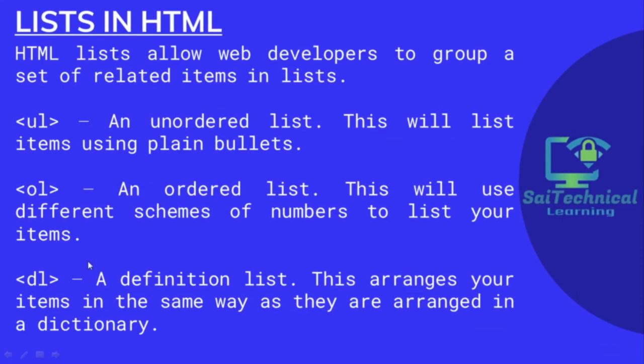Now next is lists in HTML. HTML lists allow web developers to group a set of related items in a list. The first one is UL, which is an unordered list. This will list the items using plain bullets. Similarly, the second one is the ordered list. It will use a different scheme of numbers to list your items. And the last one is the definition list. This arranges your items in the same way as they are arranged in a dictionary.